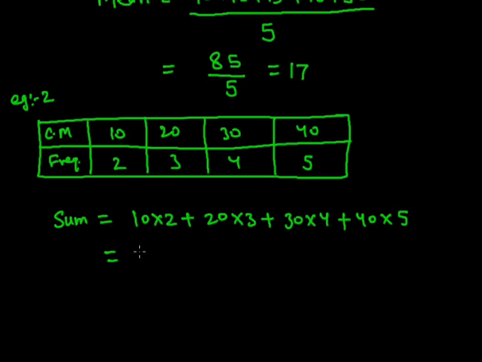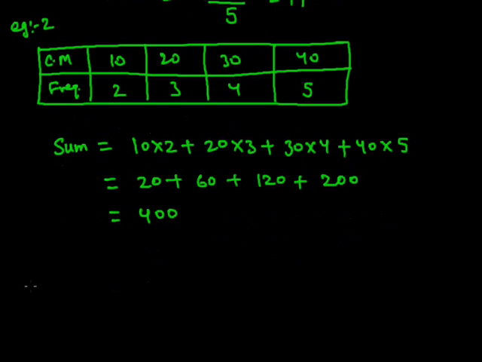So if we solve it, what we get is 20 plus 60 plus 120 plus 200. So this will give us the sum. If we add it, what we get is 400. So this is our sum. Now how to find out the mean in this case? The mean is, again, sum of observations, which is equal to 400, divided by number of observations.